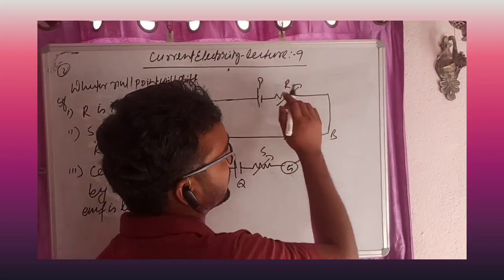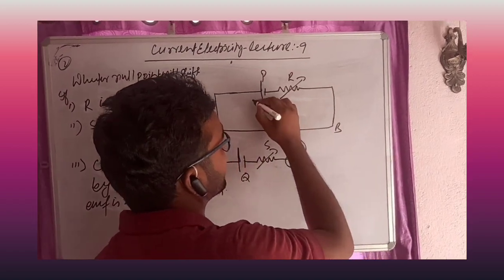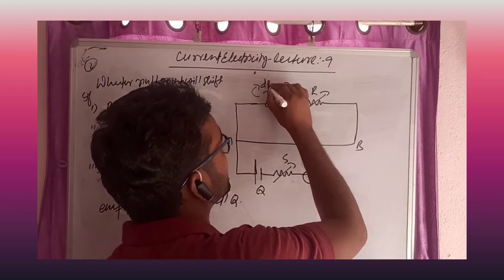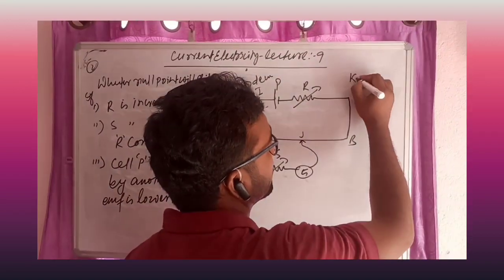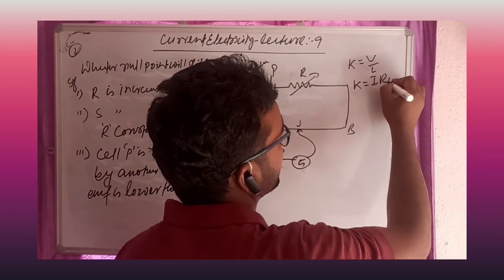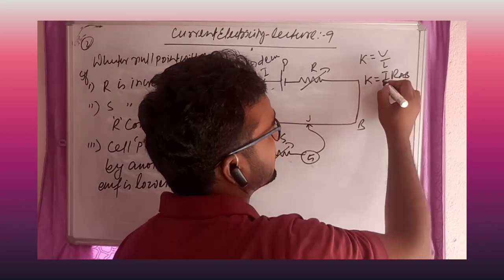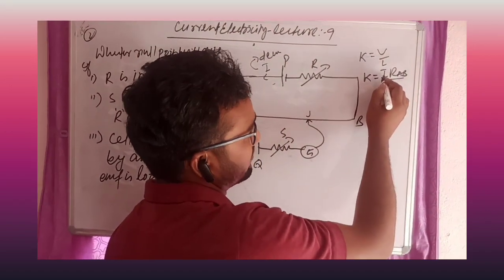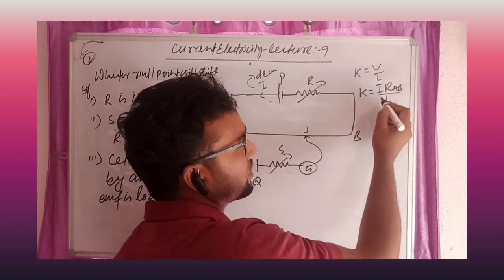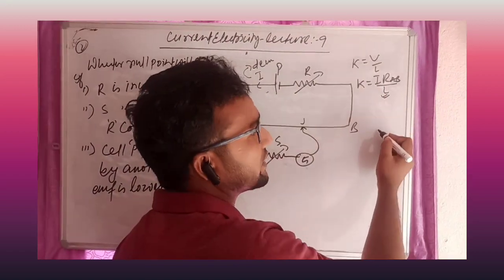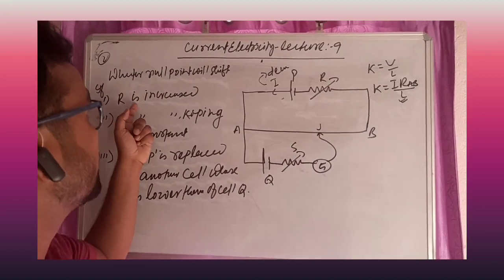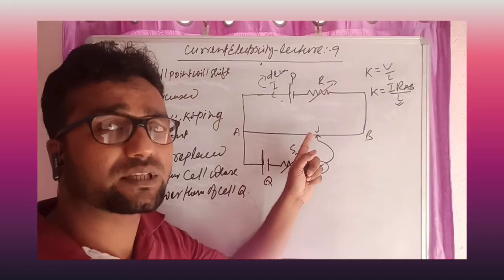The null point. तो यहाँ हम लोग देखेंगे कि R इंक्रीज करने से जो करंट यहाँ से बाहर निकलेगा वो डिक्रीज हो जाएगा। When current will decrease, then we have the formula K equal to V by L, and K equal to V, meaning I R A B by L. When this I will decrease, then K also will decrease, potential gradient also will decrease, or in this case this L will increase, means balancing length will shift towards B. In this condition, when R is increased, balancing length will shift towards B.